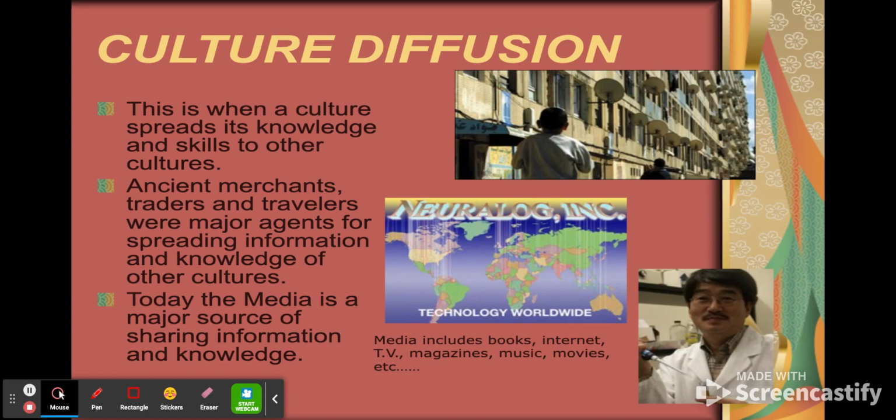Culture diffusion. This is when a culture spreads its knowledge and skills to other cultures. Ancient merchants, traders, and travelers were major agents for spreading information and knowledge of other cultures. Today, the media is a major source of sharing information and knowledge. Media includes books, internet, TV, magazines, music, movies, and more.